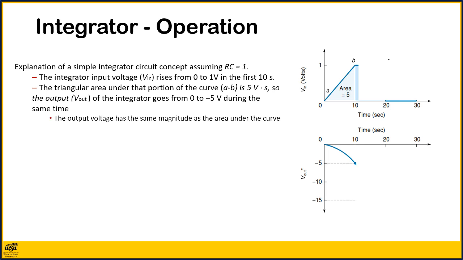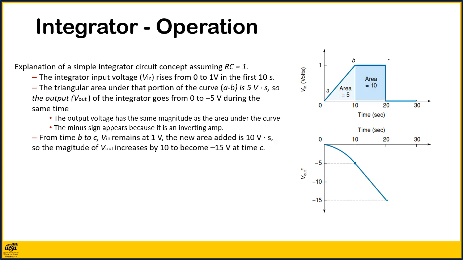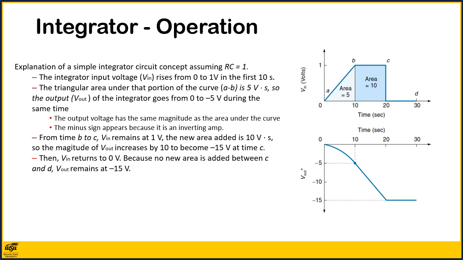In other words, the output voltage ends up being the same magnitude as the area under the curve, in this case, 5. The minus sign appears because it is an inverting amp. From time B to C, Vin remains at 1 volt. So the new area added is 10 volt seconds. Consequently, the magnitude of Vout increases by 10 to become minus 15 volts at time C. Then Vin returns to 0 volts. Because no new area is added between C and D, Vout remains at minus 15 volts. Integrators can be useful because they keep a record of what has gone on before.